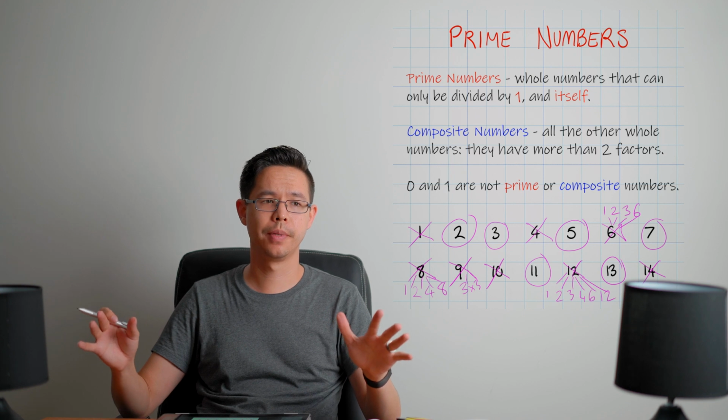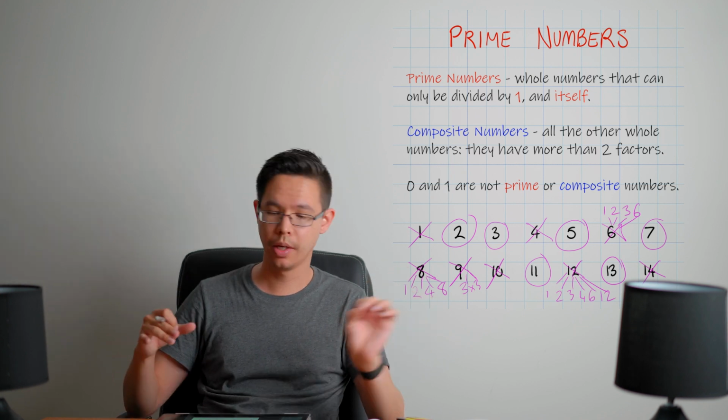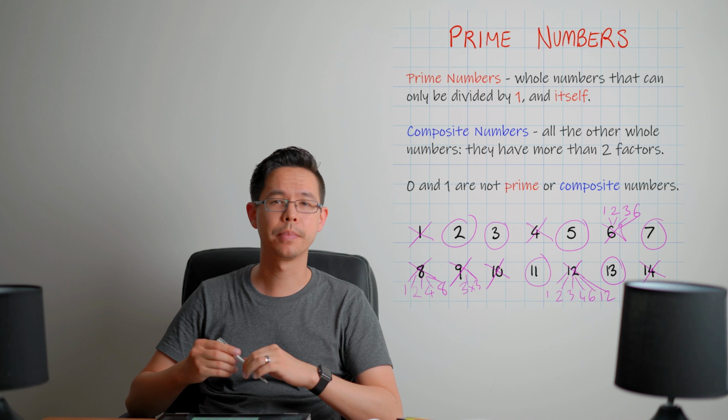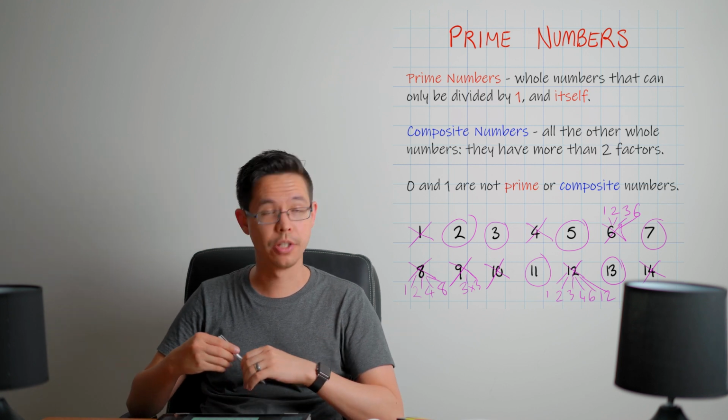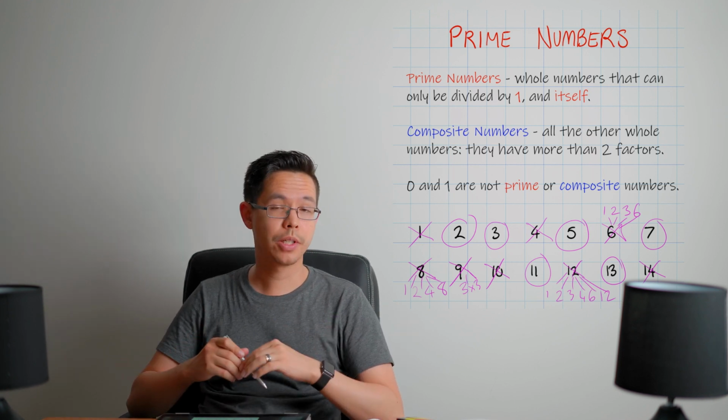Basically, I'm looking at any number that's even, except for the number 2. I'd basically assume they're not prime because they can be divided by 2. That's the definition of an even number. So that's it. Pretty short, simple video.